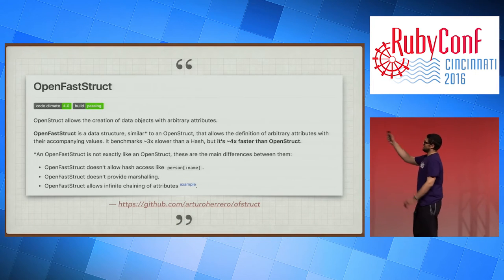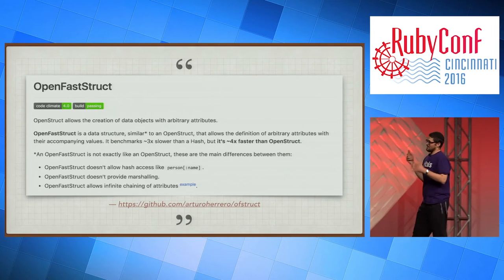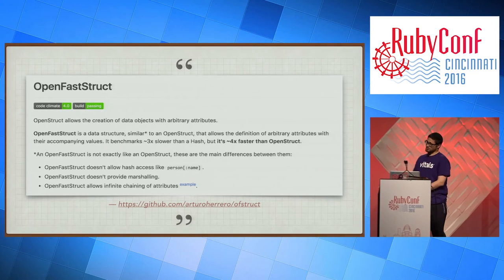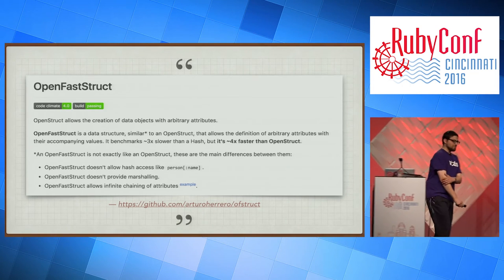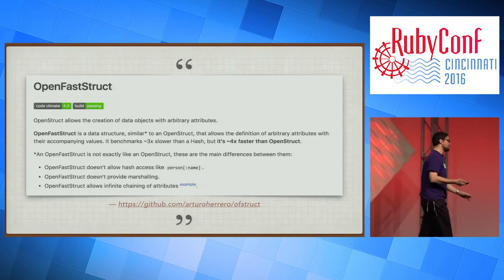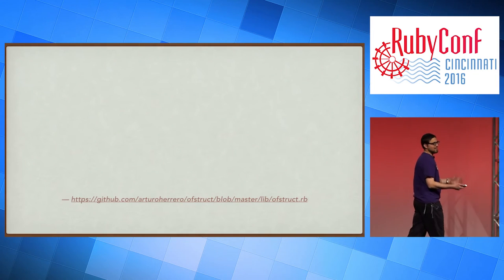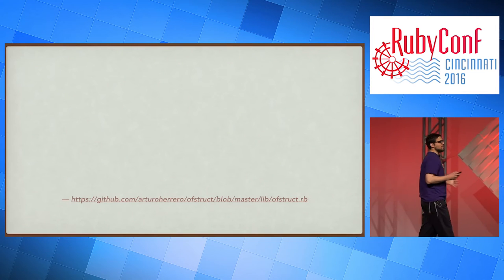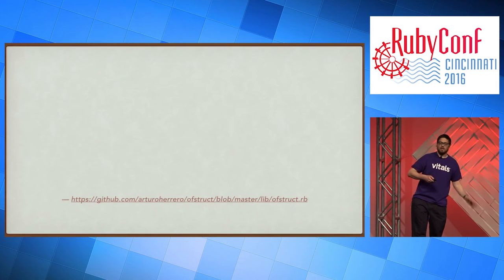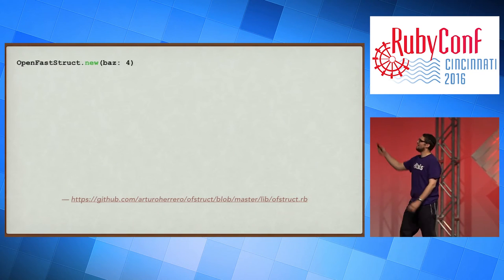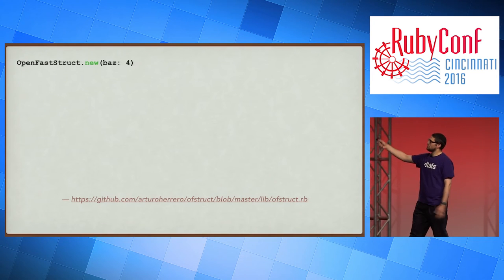So it says, yeah, this is the GitHub repo. It says it's still slower than a hash, but 4 times faster than OpenStruct, which is a significant improvement. And it basically works the same. So I said, let's open up the code. Let's see how it works. Now, again, it's supposed to be the same interface. So this is going to look the same, right? Just instead of OpenStruct, it's OpenFastStruct.